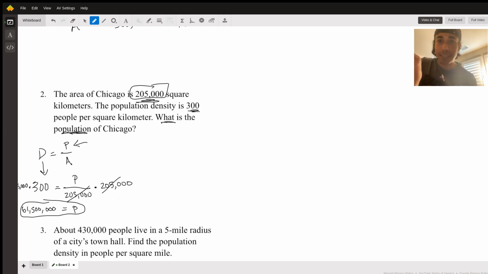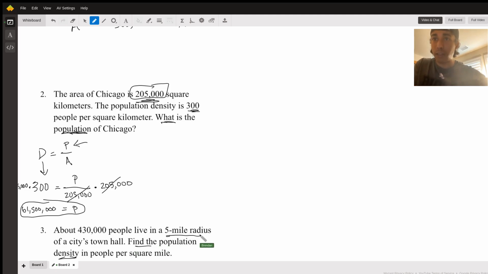So again, population density. You always want to start with this formula: density is population over the area. All right, so 430,000 people in a 5-mile radius, and we want the density. It says find the density, so we are solving for D. There's nothing to plug in for D, so we can plug in for P and for A. Well, P is the easy one. We're given the population, 430,000. The area is what we've got to figure out.